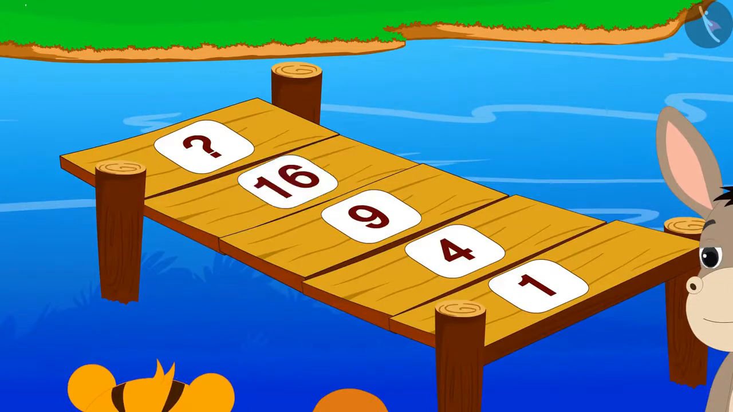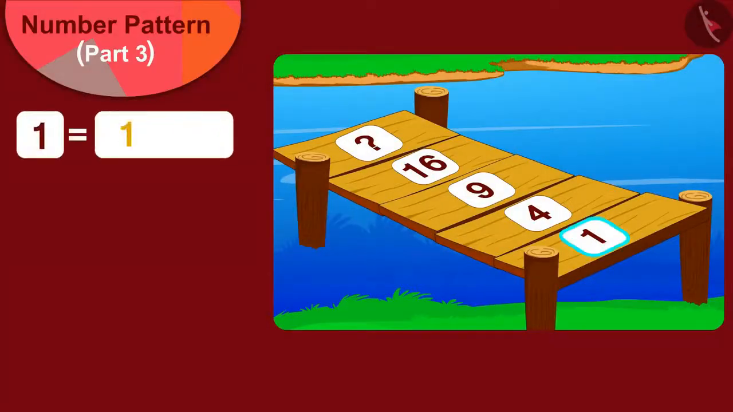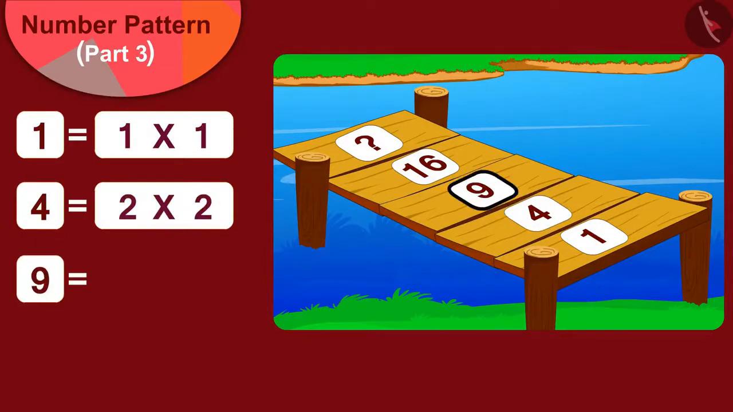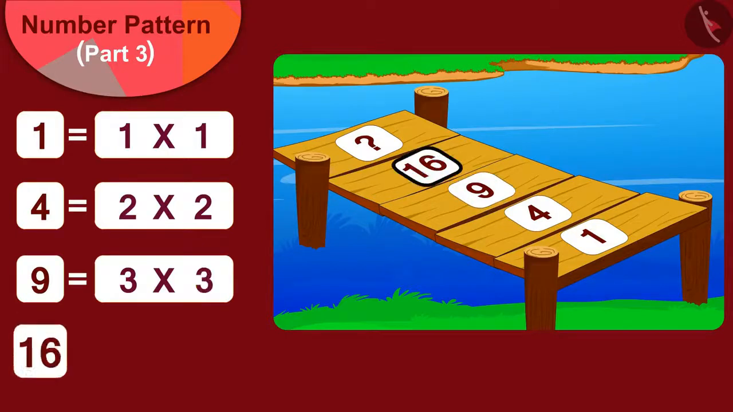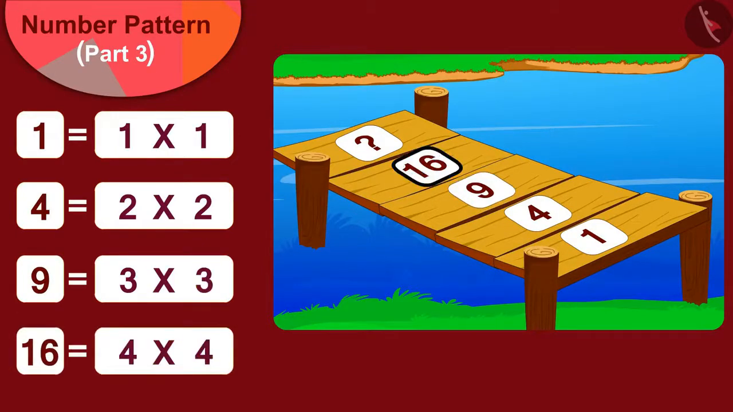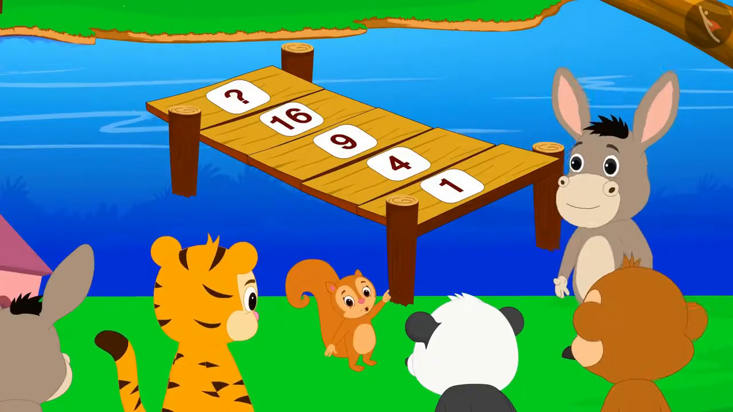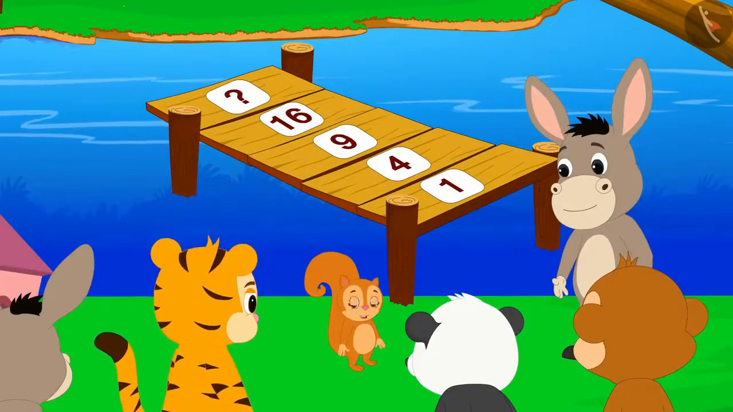We can write 1 like this as 1 times 1. We can write 4 as 2 times 2. 9 as 3 times 3, and 16 can be written like this as 4 times 4. This means that the number written on the plank can be found by multiplying the number of the plank by itself. Chanda excitedly told the villagers.